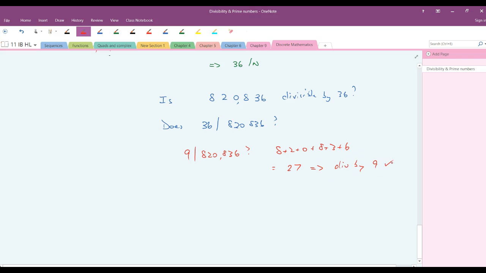So I give that a tick. I check 4. Does 4 divide into 820,836? Well, my divisibility test for 4 is just to check the last 2 digits, and that is a tick because 4 goes into 36. So therefore, because 9 and 4 do, 36 divides into 820,836.